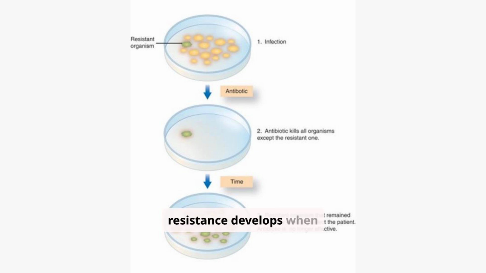Antibiotic resistance develops when bacteria mutate or acquire resistance genes, allowing them to survive antibiotic exposure. These resistant bacteria then multiply, making the antibiotic ineffective. Resistance can spread in two ways.